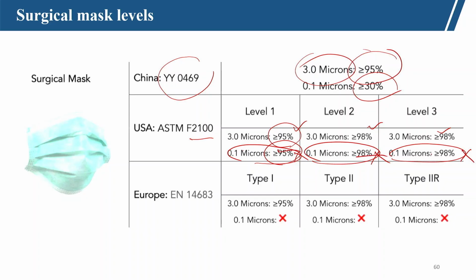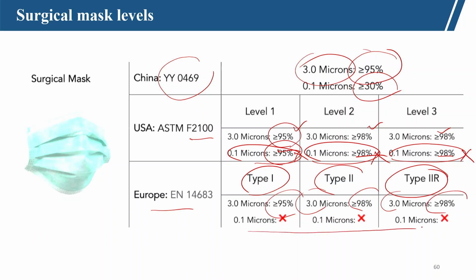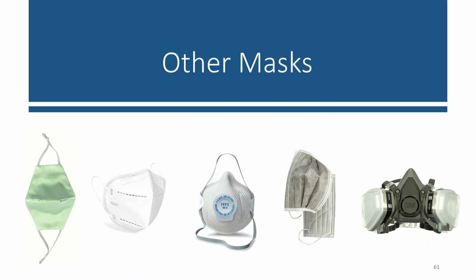And type 1, type 2, type 3 are for the European standard EN 14683. For 3 micron it is 95 for type 1, 98 for type 2, and 98 for type 2R. It is not specified for 1 micron particles or 0.1 micron particles, so this is not for the very fine particles. So, apart from this there are different other masks available.